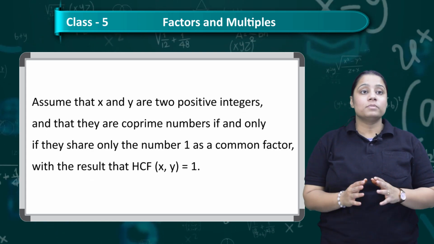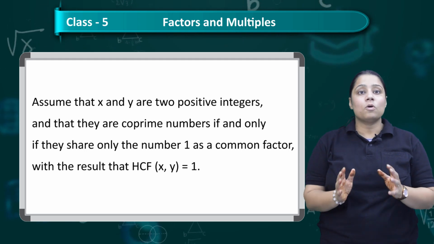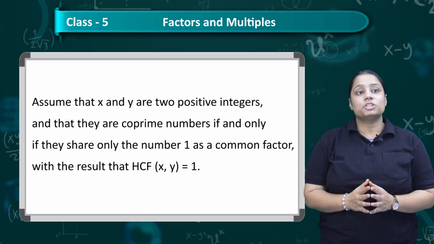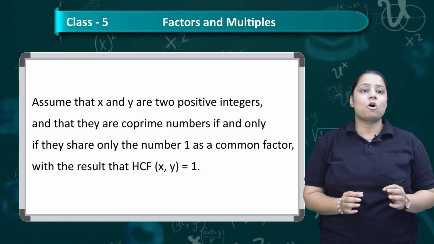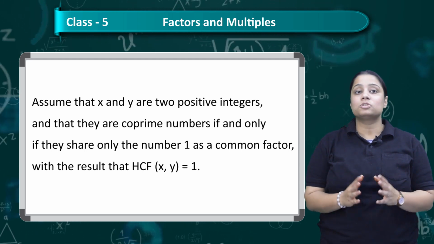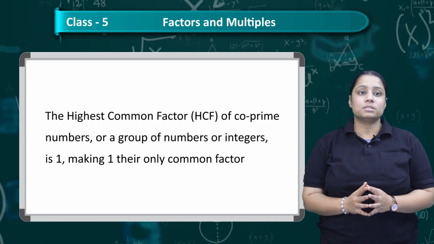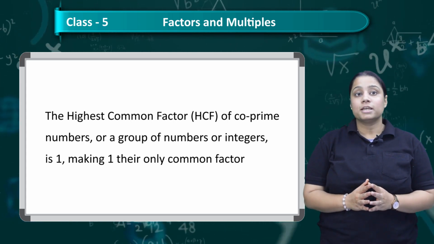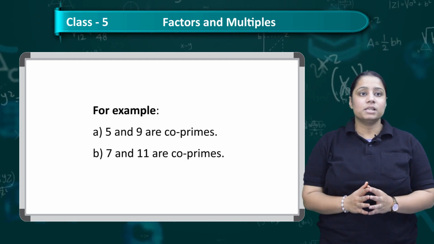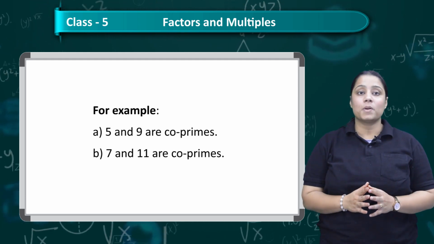Co-primes. Assume that x and y are two positive integers. They are co-prime numbers if and only if they share only the number 1 as a common factor, so that the HCF of x and y is equal to 1. The highest common factor, HCF, of co-prime numbers or a group of numbers is 1, making 1 their only common factor. For example, 5 and 9 are co-primes. 7 and 11 are co-primes.